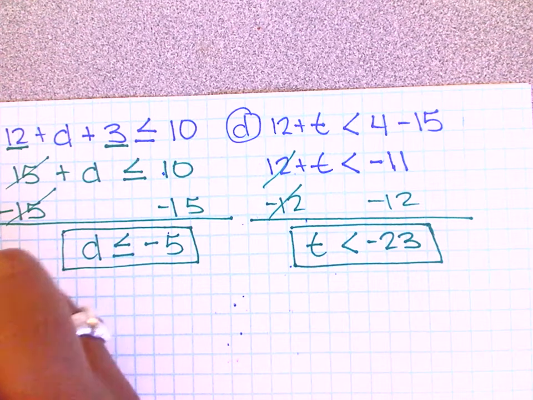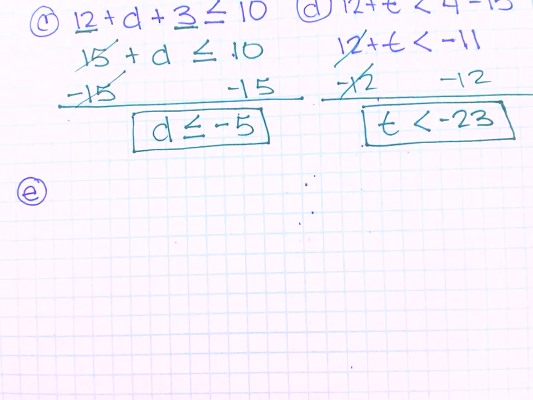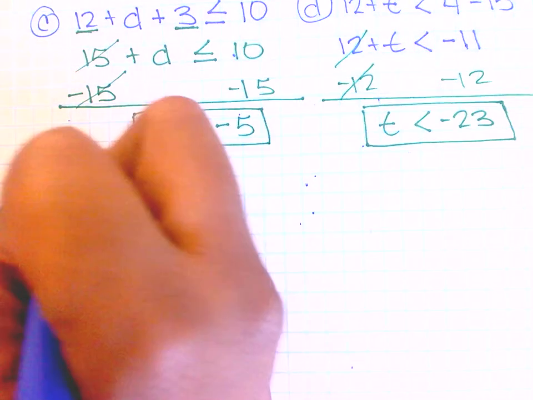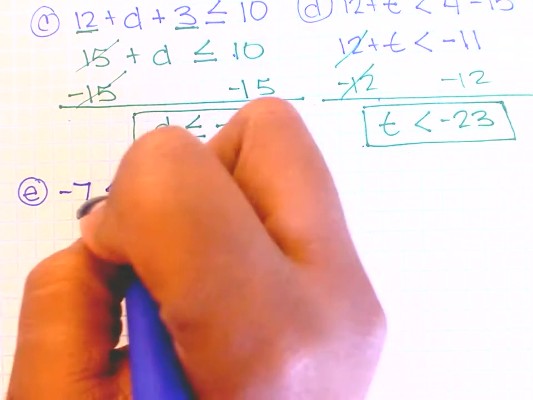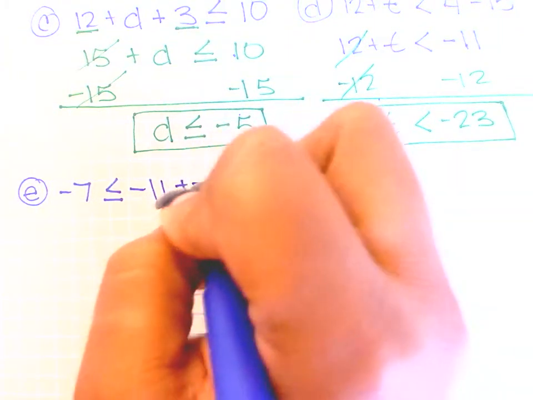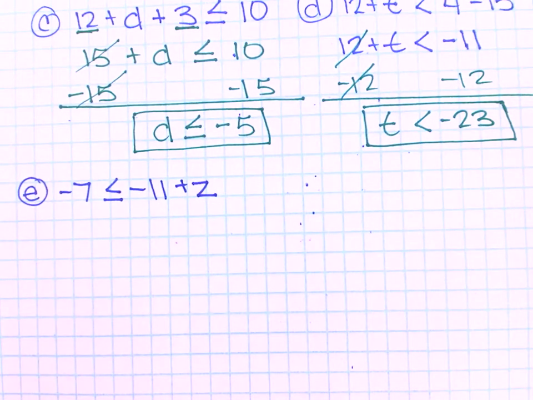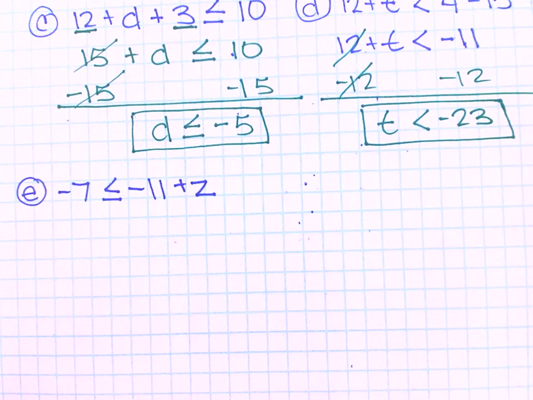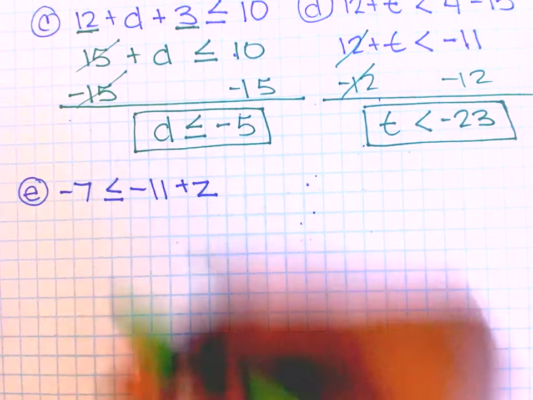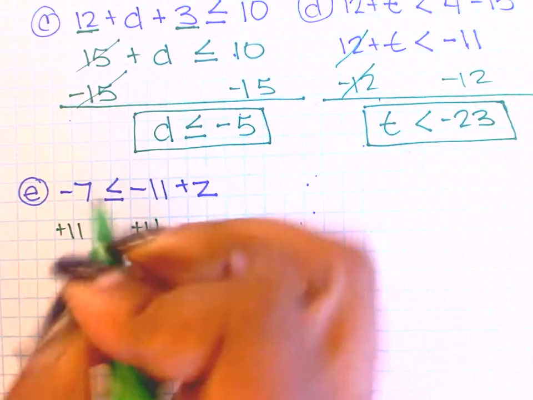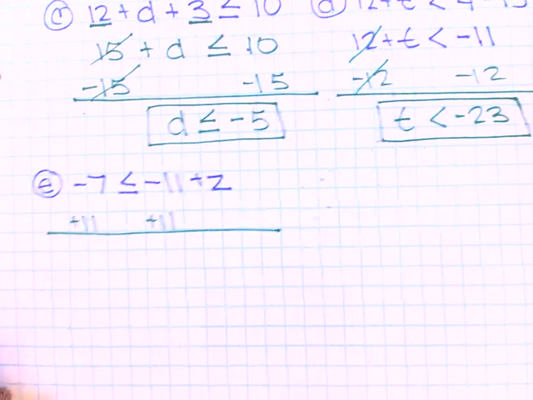Letter E. Negative 7 is less than or equal to negative 11 plus the letter z. See if you guys can figure that out, and you can see if it ends up being the same answer as mine. So I would want to get z by itself, so I know that I need to add 11 to both sides. And draw my line. You should have gotten at least that far.